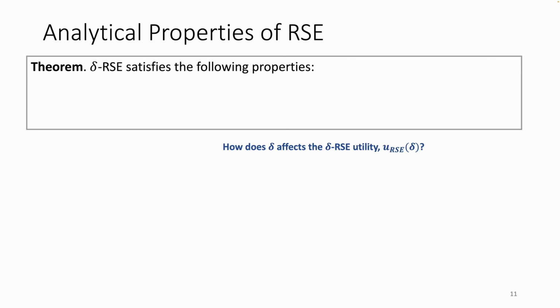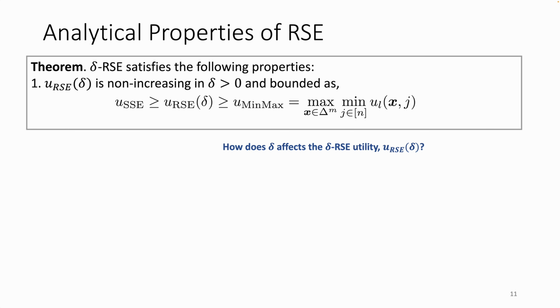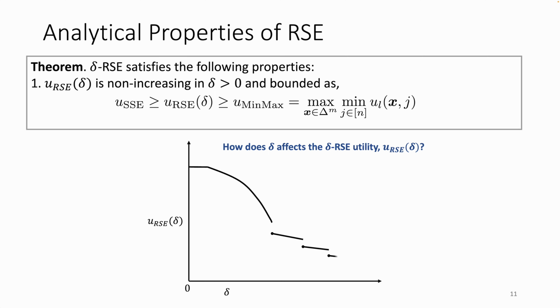The first property is about how delta affects the delta RSE utility. This utility is non-increasing in delta and also upper and lower bounded by the utility of SSE and the minimax utility, where the follower is always choosing the worst response among his N actions to the leader. And we can illustrate this result in this way.